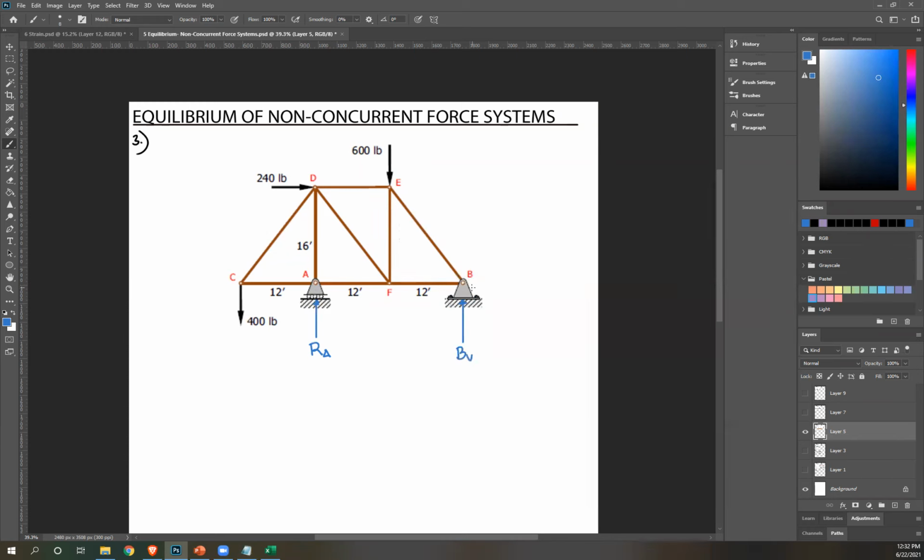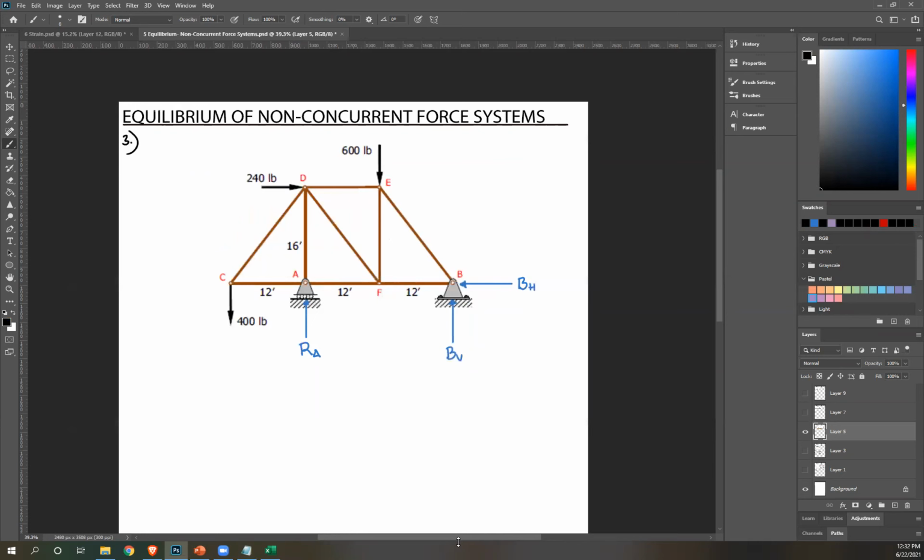Again, we're guessing directions. And then I'm gonna guess my BH is to the left since I can see that I have an external force to the right. And remember, this entire thing should be in equilibrium, so meaning all of our forces should cancel out. Okay, so those are my reactions. Now you have to create your equations. Okay, so again, we're looking for reactions at support.